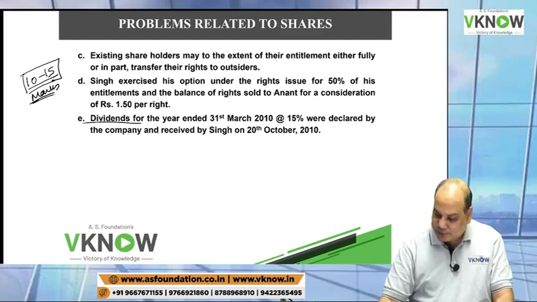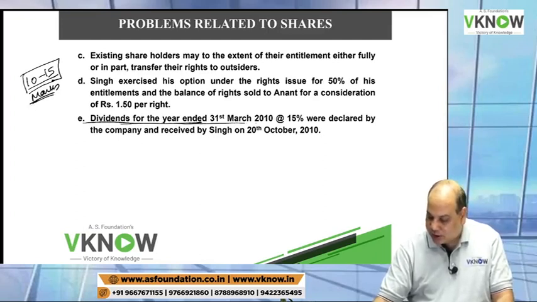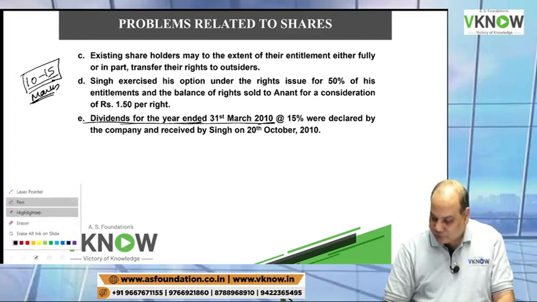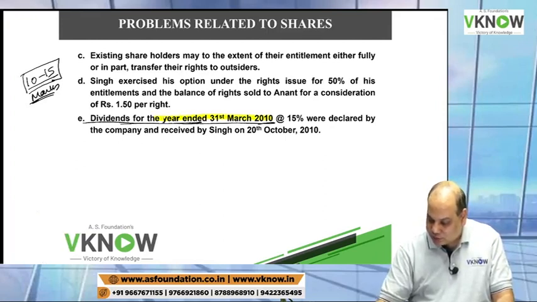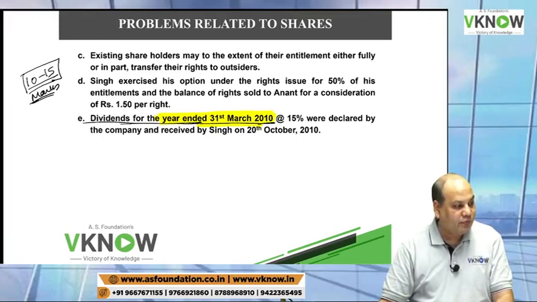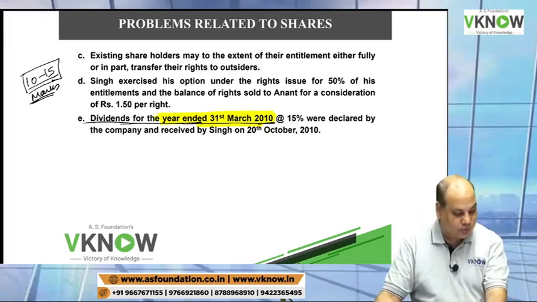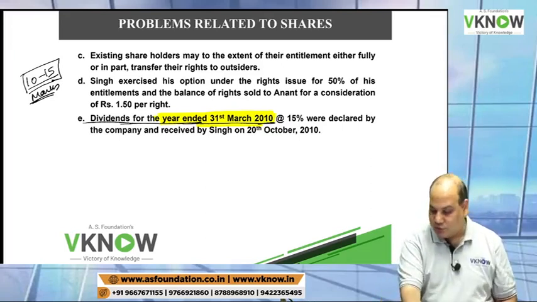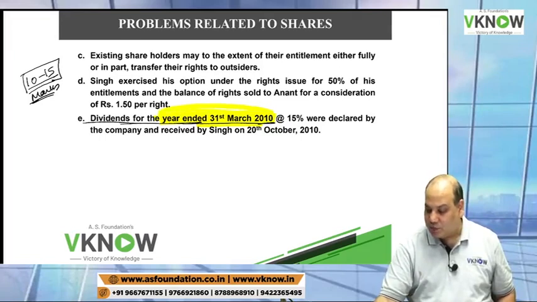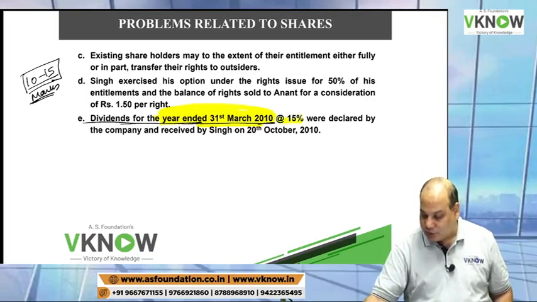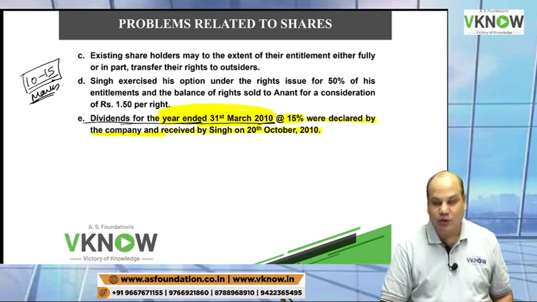Next point, dividend for the year ended 31st March 10. Oh, this is similar to an earlier problem. Dividend is for which year? 31st March 10. That means previous year. And what is our accounting year? Our accounting year is starting from 1st April 2010. So dividend is for previous year. Dividend at 15% were declared by the company and received by Singh on 20th October.